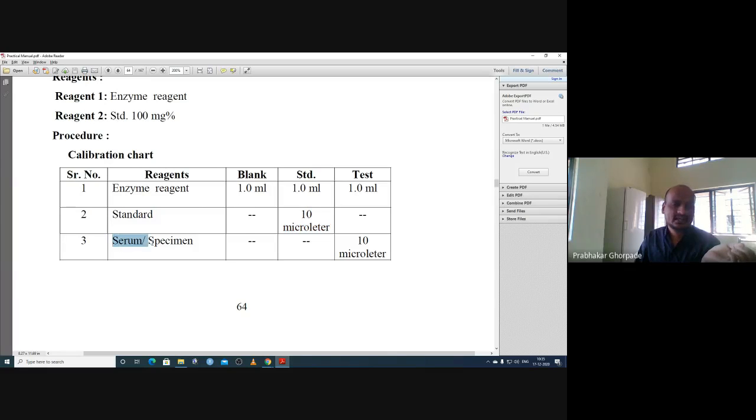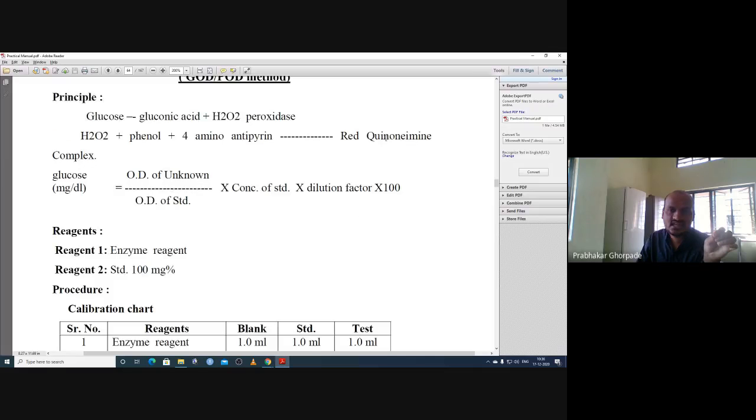Next, we have collected serum or our specimen. Our objective is to know the quantity of the glucose present in this serum. So we add the serum 10 microliter to the test. Okay. So these three tubes: in the blank we have added only enzyme reagent. In the standard, we have added enzyme reagent plus 10 microliter standard. So standard is basically glucose, and it will follow this reaction and should give the red quinonimine complex.